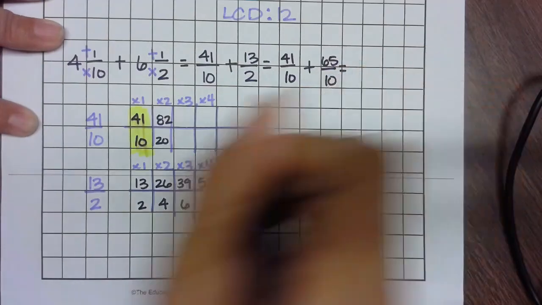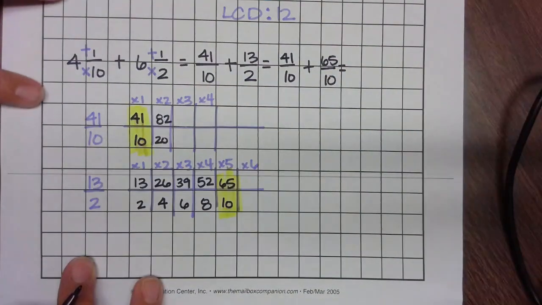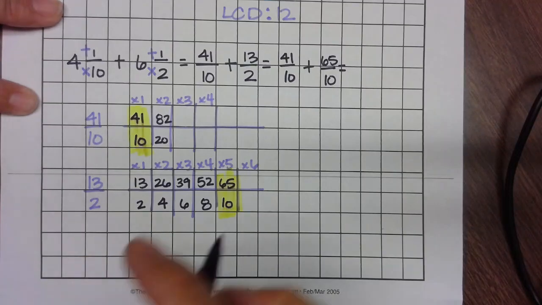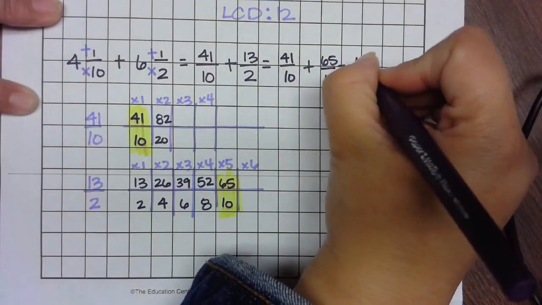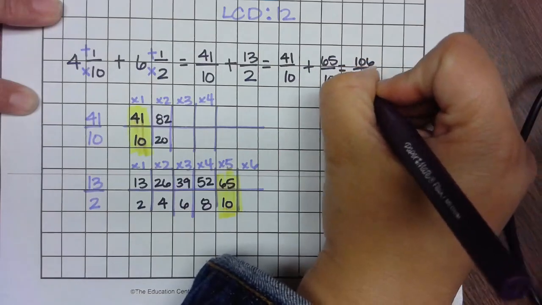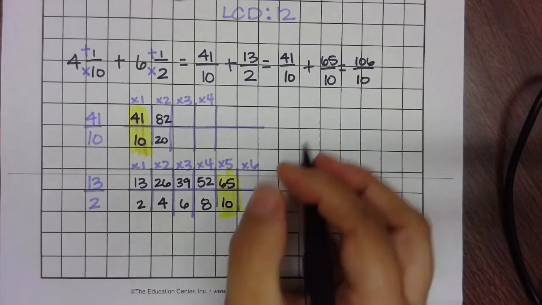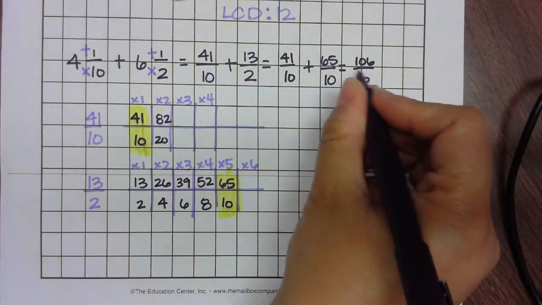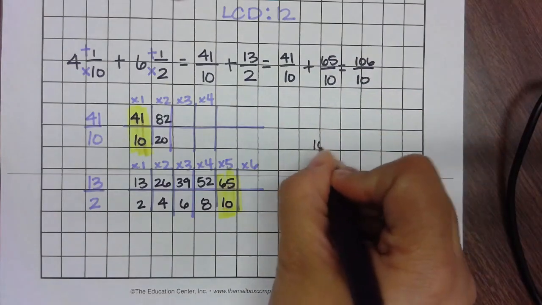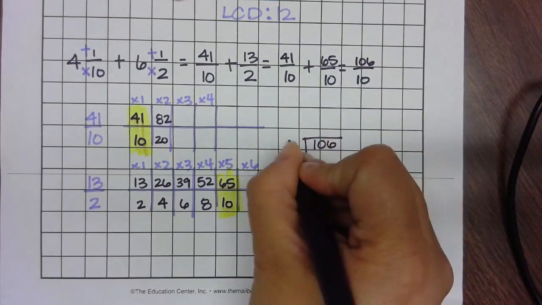Okay, and now I add that up. 41 plus 65, that gives me 106. And the 10 is our denominator still. Now if you notice, that's an improper fraction. So I need to divide in order to change that back to a mixed number. So 106 divided by 10.